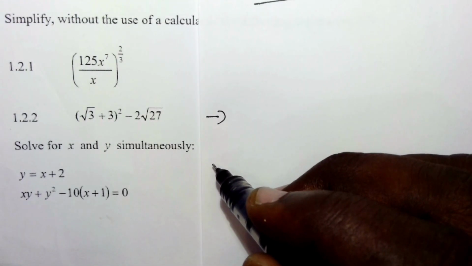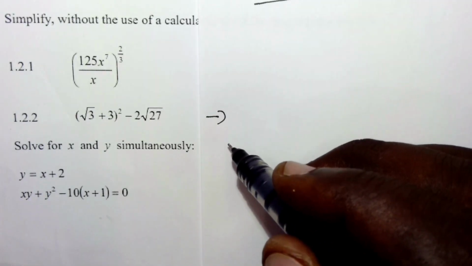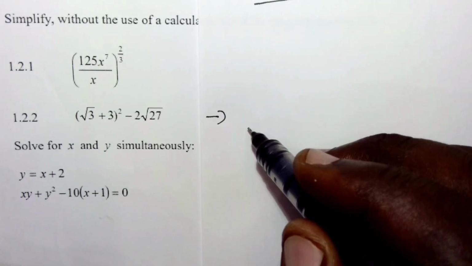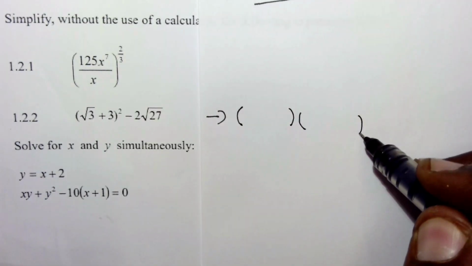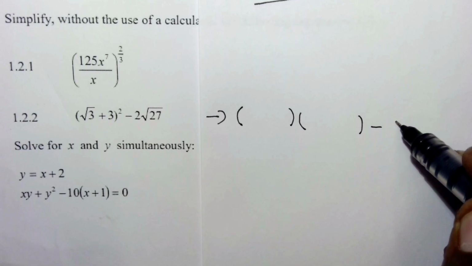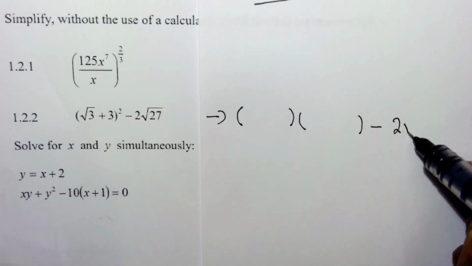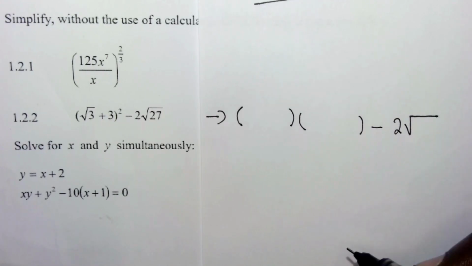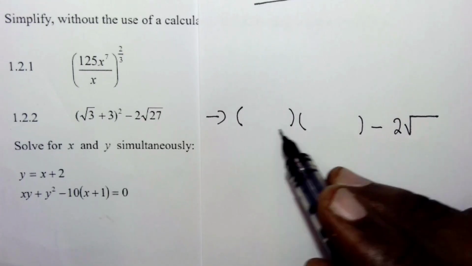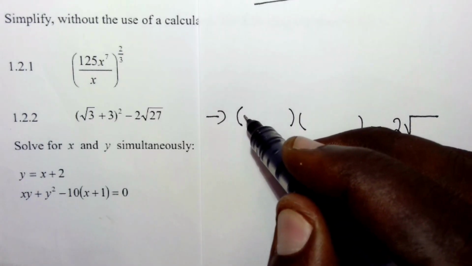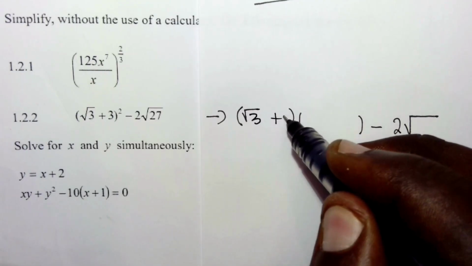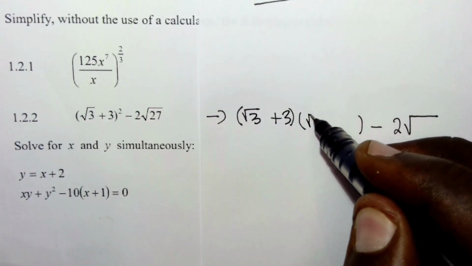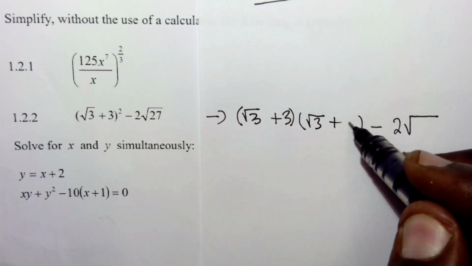What do you see here? Here you must understand the laws of surds. As you can see here, you can simply open two brackets, minus 2. So the next move here is to write this bracket as it is. Write this bracket as it is.